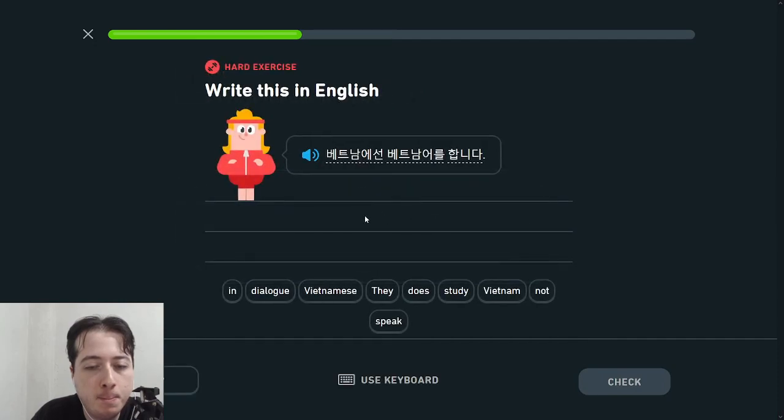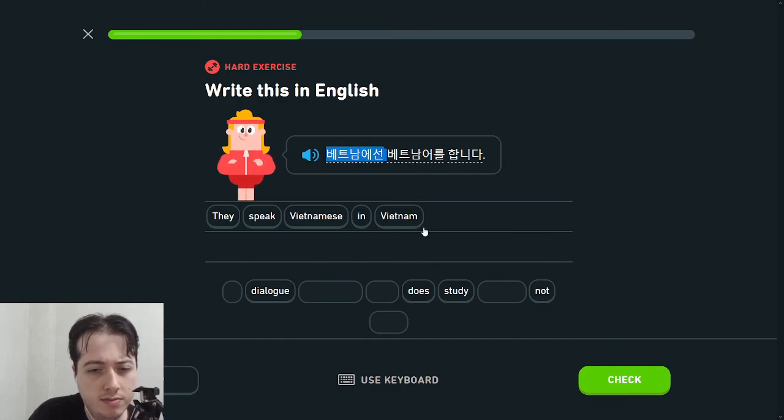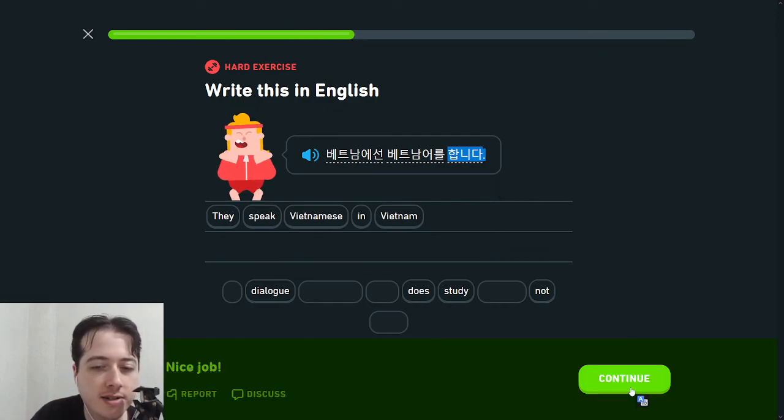Together. 함께. Okay. 베트남에선 베트남어를 합니다. Vietnamese speak. No, Vietnam. In Vietnam. Vietnamese in Vietnam. Vietnamese to speak because it's about language. But 합니다 is to do something, right? So they speak Vietnamese in Vietnam.